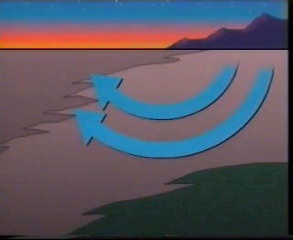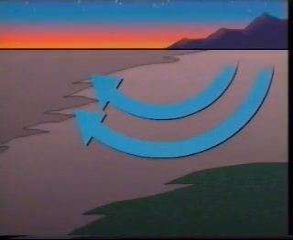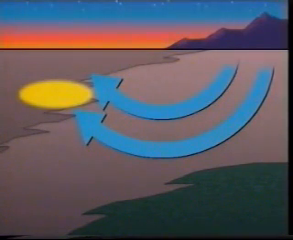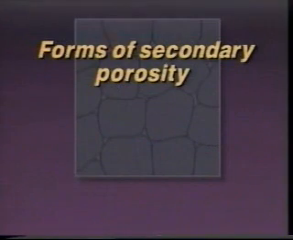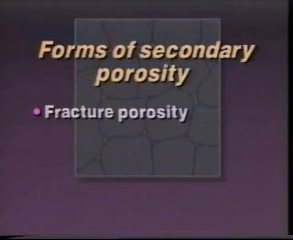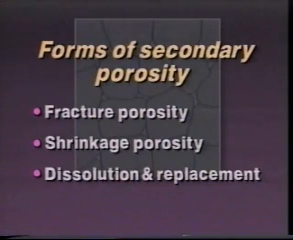In sandstones where dissolution causes a net increase in porosity, solute has to be exported either through escape at the surface or by transfer to another site where it can precipitate. If it is transferred, then the porosity enhancement at one site is linked to the porosity destruction at another location, resulting in a porosity redistribution within the sedimentary basin. The forms of secondary porosity include fracture porosity, shrinkage porosity, and dissolution and replacement.